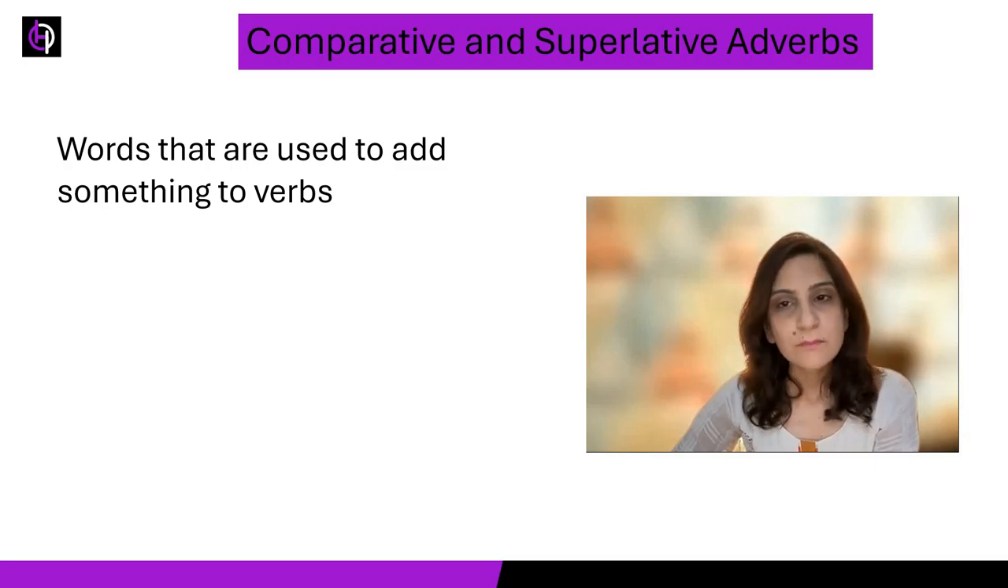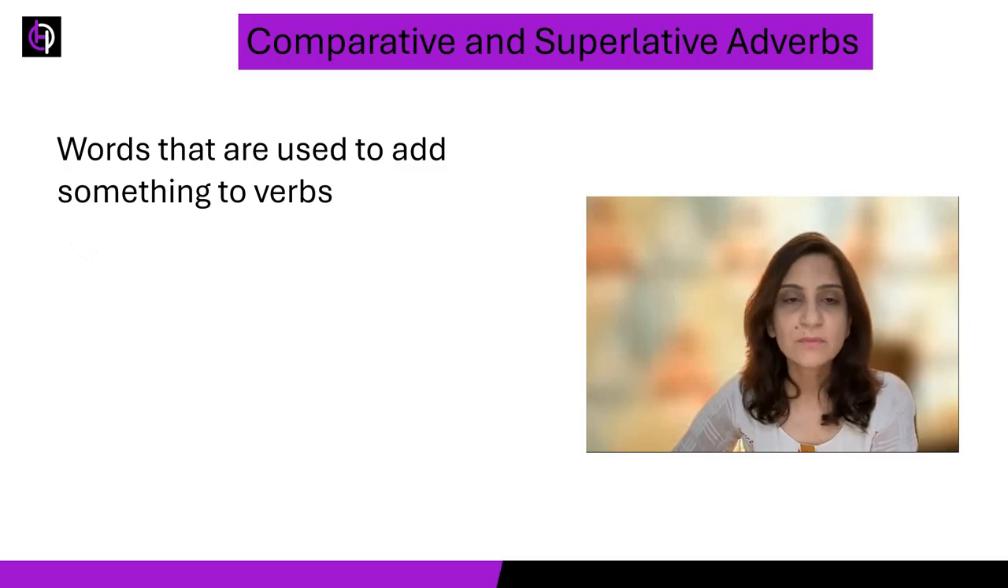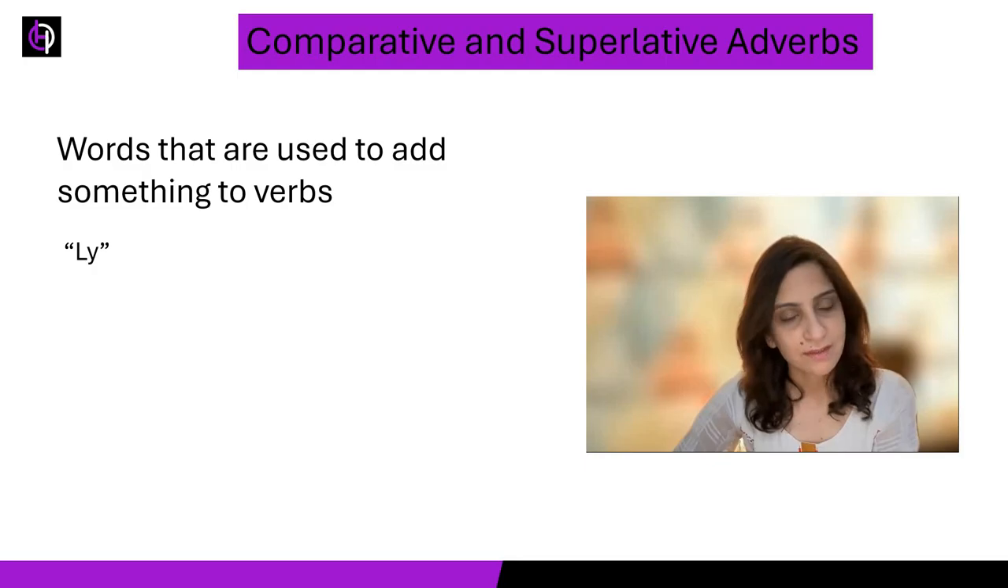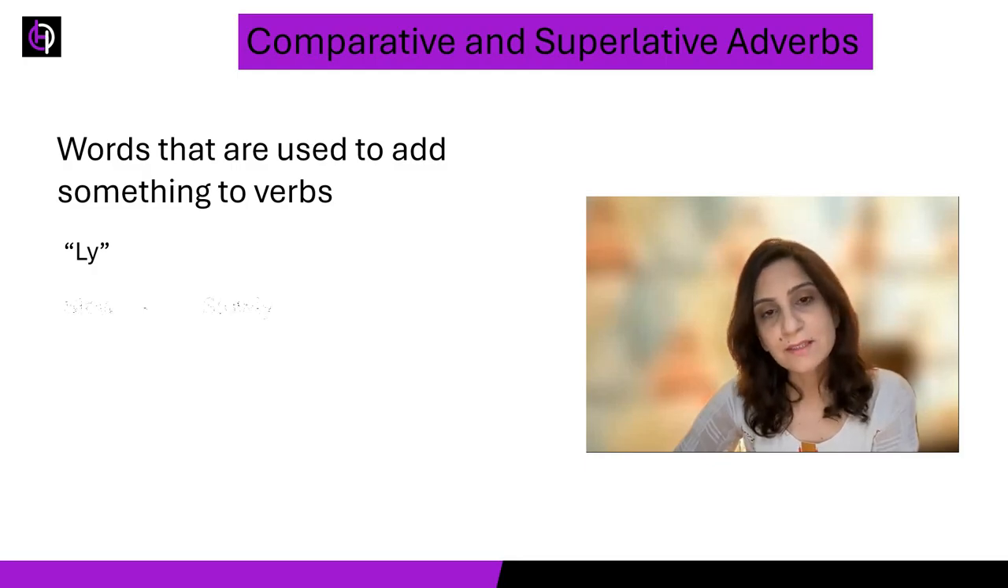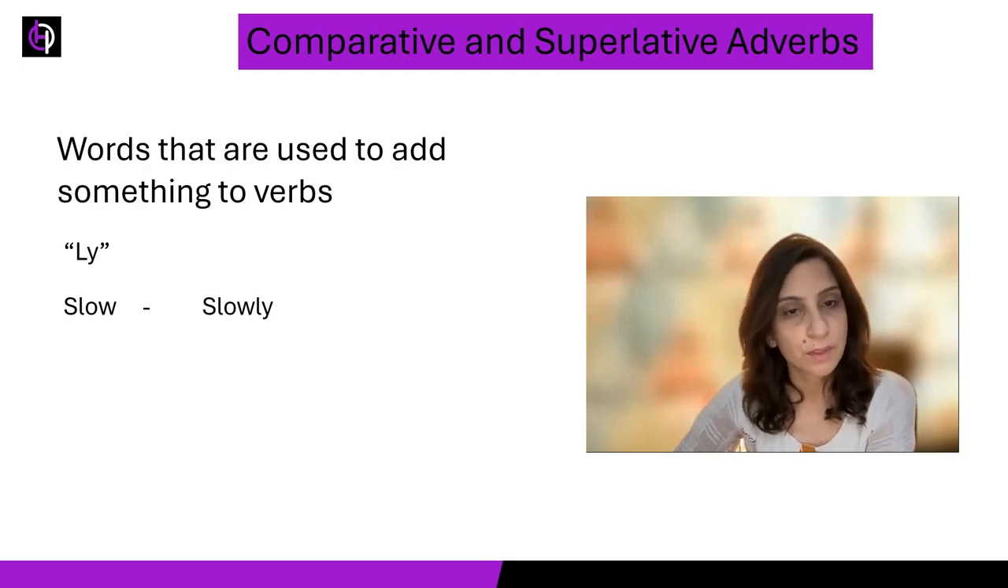Now, if I talk about the comparative and superlative adverbs, we need to first understand that in most cases, adverbs can be formed by adding ly to our words. For example, we have a word like slow. Slow is an adjective, and I can make it into an adverb by adding ly. Slowly. Now, slowly becomes the adverb.